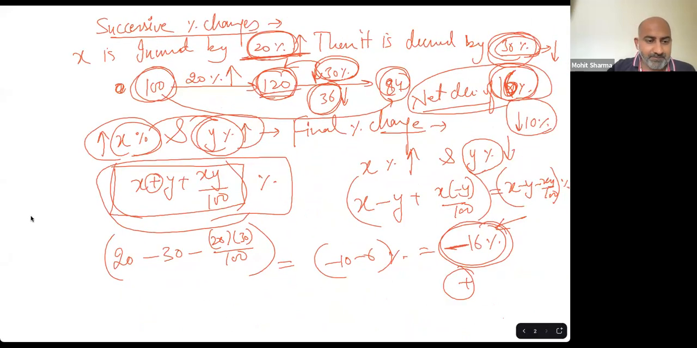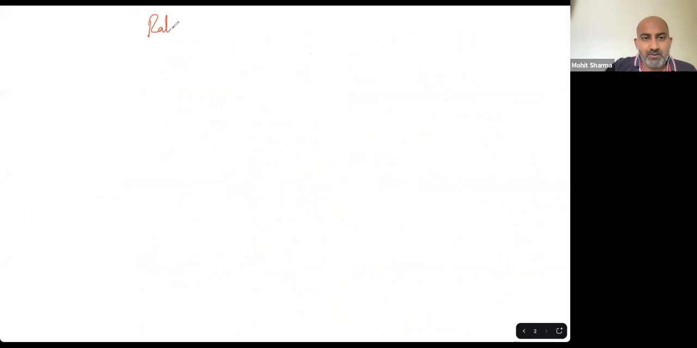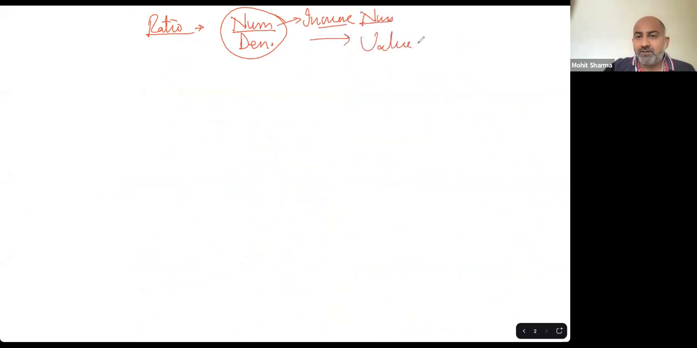So in ratios, we see a ratio as numerator upon denominator, right? That's what we see. Now, one thing: if we increase the numerator, the value of the fraction will increase. And if we increase the denominator, the value of the fraction would decrease. That's one thing we all know.